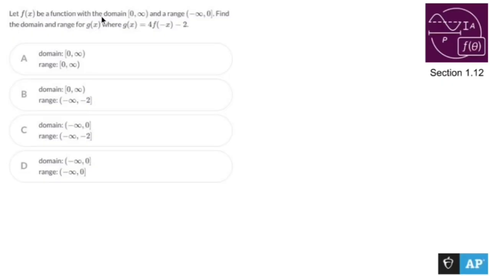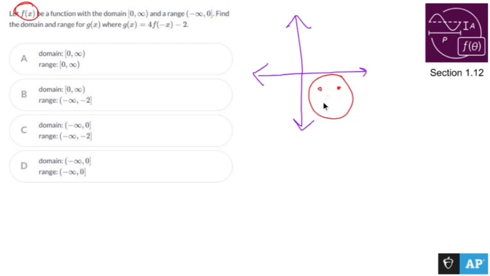Let f of x be a function with a domain between 0 and infinity, and a range between negative infinity to 0. Oh, I hate this already. So let's draw a picture. And we'll let f of x be red. Domain is 0 to infinity, which means to the right of the y-axis, and the range is negative infinity to 0, which means up to the x-axis, so smiley face. There you are. Oh, not bad. You got a weird-looking eye there, but I like him. He's my friend. He's the only friend I have.